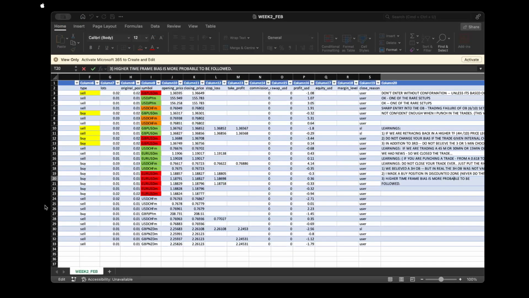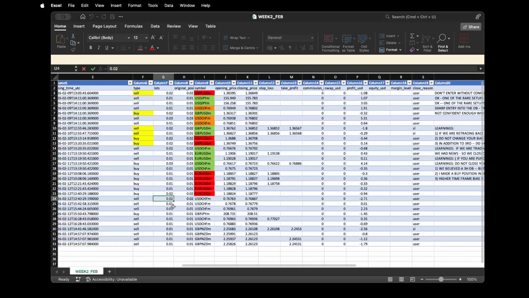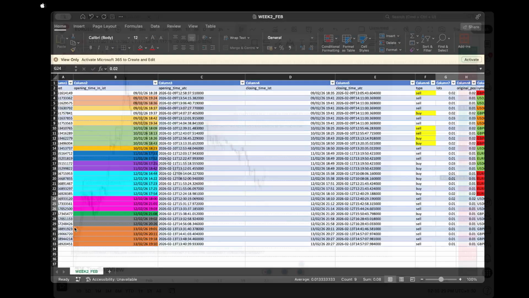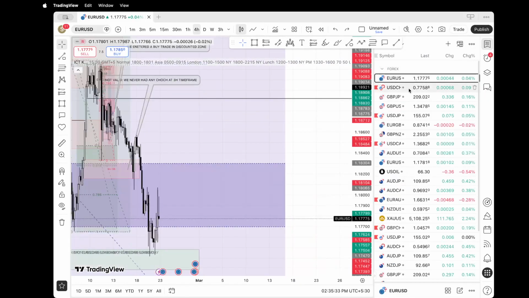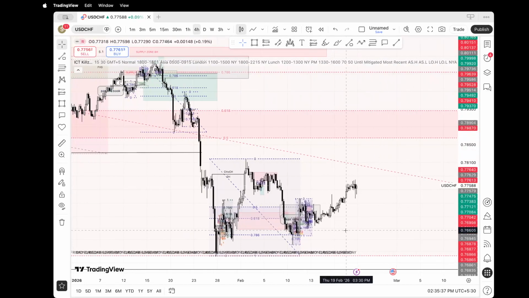So the next trade that we need to analyze is USD CHF. These three trades were taken all together, sell, and it was taken on 12th of February. So let's go to TradingView quickly. 12th of Feb, USD CHF.